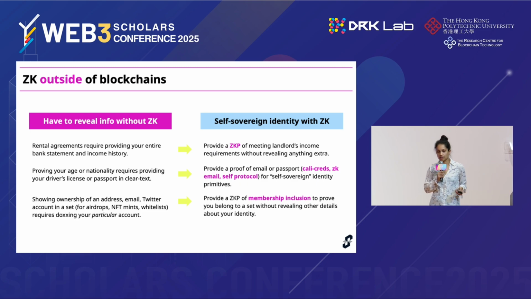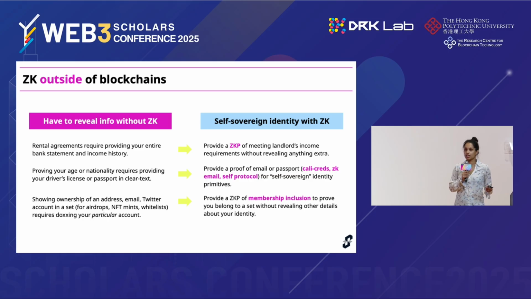So to go through some very concrete examples, if you want to rent a house or buy a house, often you have to provide your entire bank statement and income history. But imagine a world in which you can instead provide a zero-knowledge proof of your income requirements and reveal or prove to someone that your income is over a certain amount without revealing anything extra.